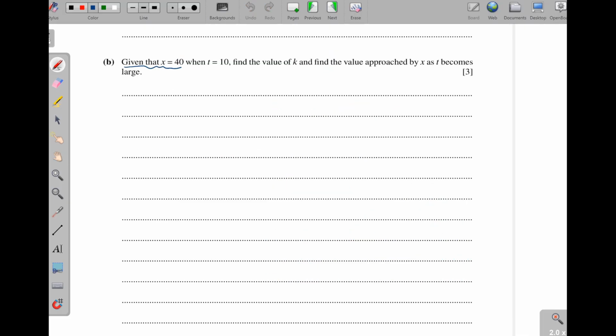Then part B, given that x is equal to 40 when t is equal to 10, that means they want us to find the value of k. So find the value of k and find a value approached by x as t becomes large. Now, we already know that our natural log of x is equal to, we said 10k into 1 minus e to the power of negative 0.1 of t, then plus the natural log of what? 20. Not so? This one looks ugly. So plus the natural log of 20.